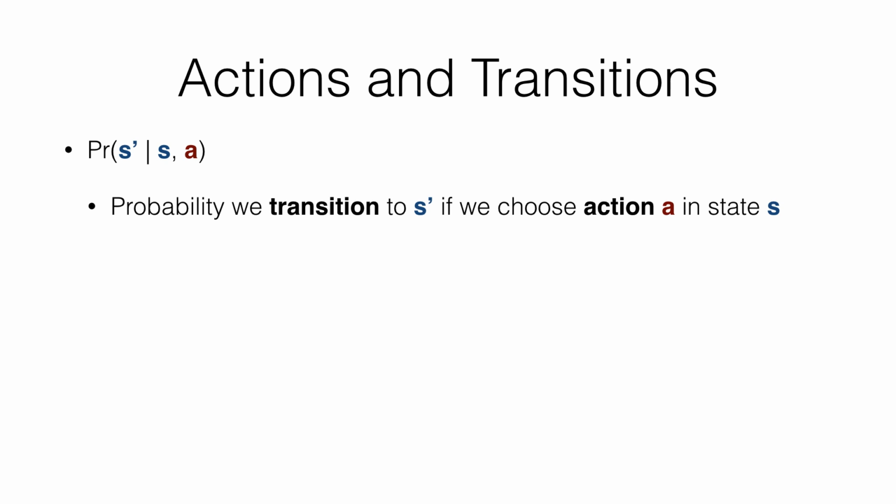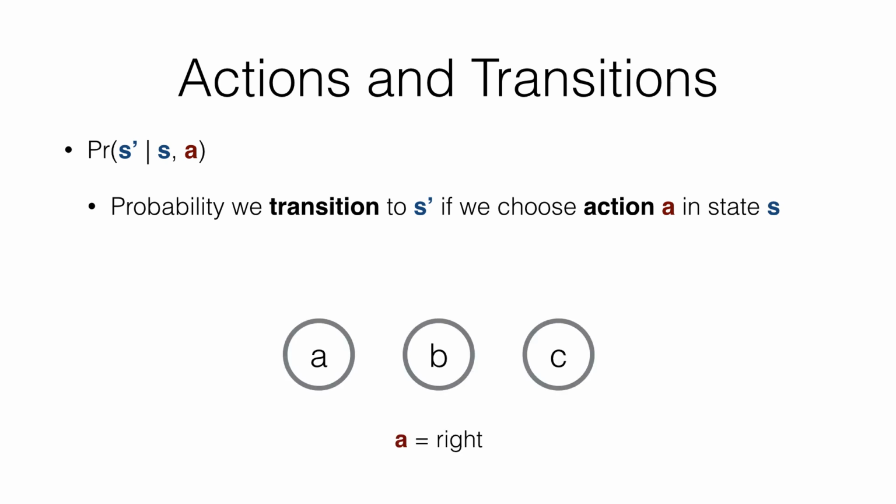If we're in a square and we choose the action up, we choose the action to move up, then there's some probability we're going to end up in the square above. There's some probability maybe we'll end up in the same square, and maybe there's some probability we end up to the right or left. But this probability function is something that is part of the environment description, right? It's part of the way we represent the environment.